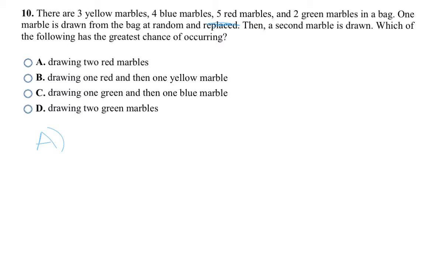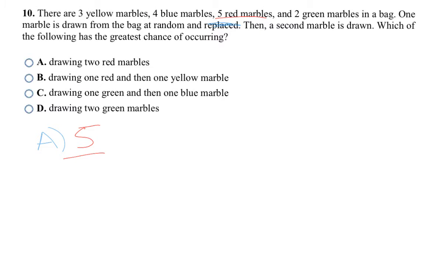So A is drawing 2 red marbles. So there are 5 red marbles in the bag. So the first time he has 5 chances out of, and I need to find out how many total marbles there are in the bag. So when I add together the 3, 4, 5, 2, that gives me a total of 14. So there's 14 marbles in that bag.